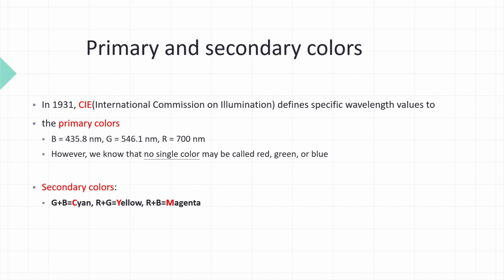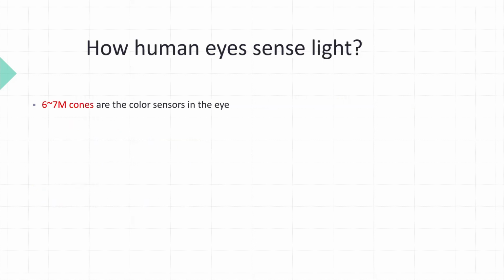Next, secondary colors. The secondary colors are derived from combinations of the primary colors. Addition of green and blue gives cyan, addition of red and green gives yellow, and red and blue gives magenta. The CMY model, cyan, magenta, and yellow, represents the secondary colors, just as RGB represents the primary colors.